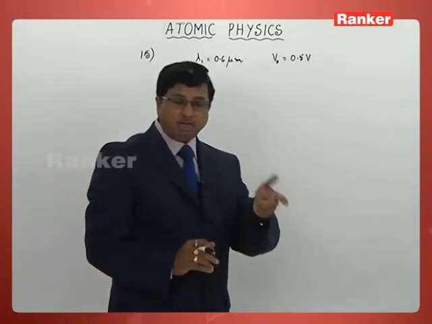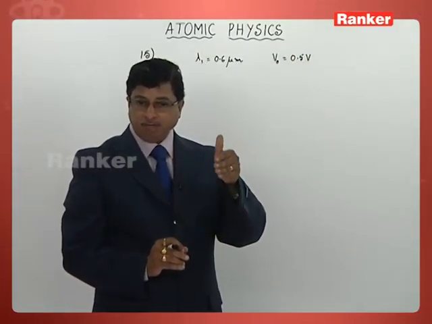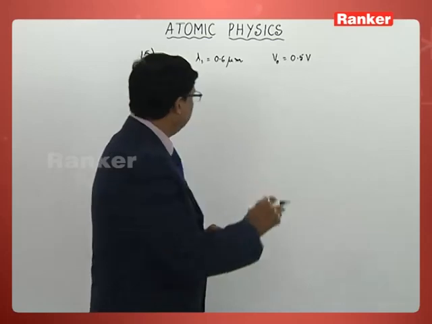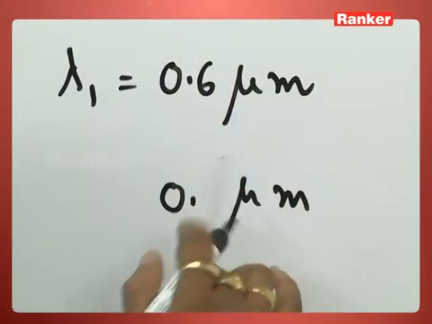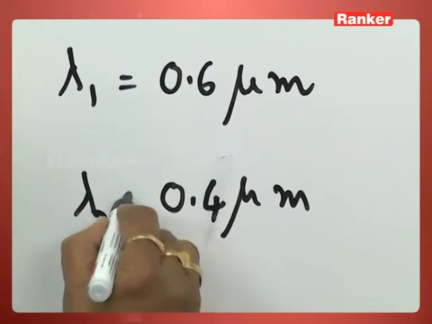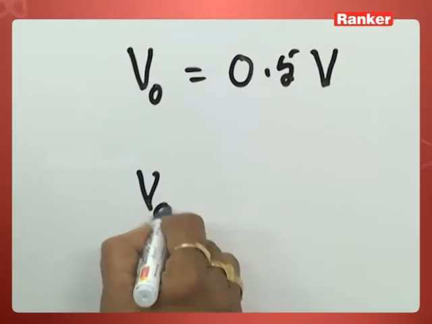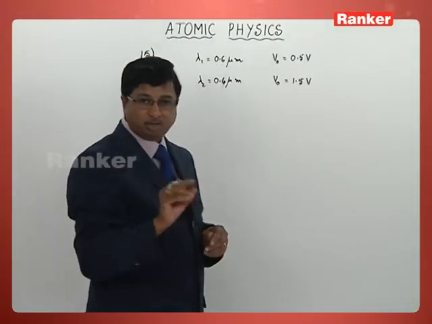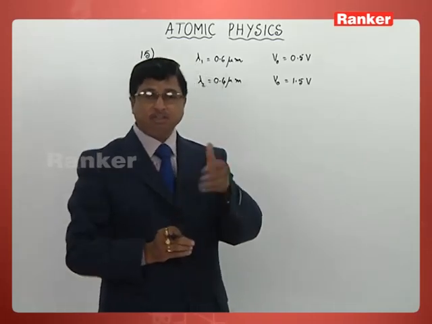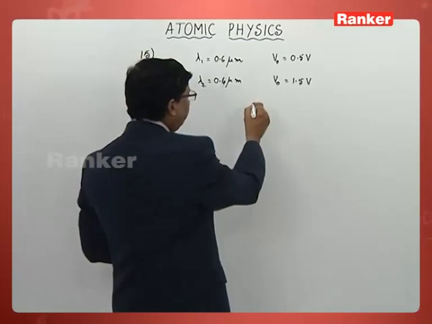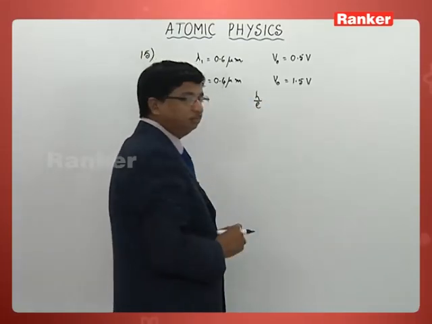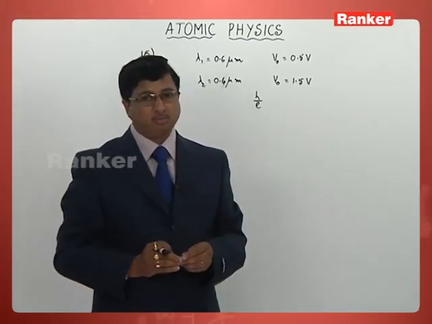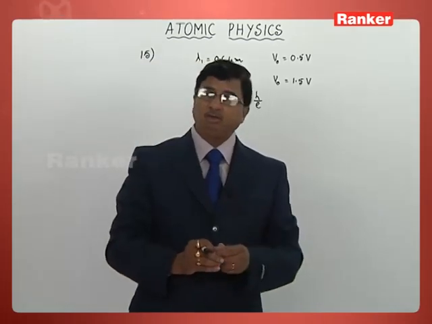Now he is telling us that with light of wavelength 0.4 micrometer, the stopping potential has become 1.5 volt. So you can write 0.4 micrometer as lambda 2, and the stopping potential this time is 1.5 volt. Now the question is, with this data, what is the value of h by e? h is Planck's constant and e is the charge on an electron. So h by e, what is that value?